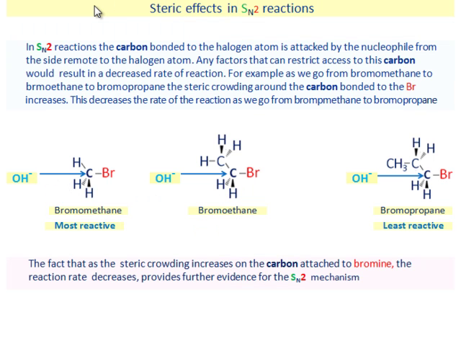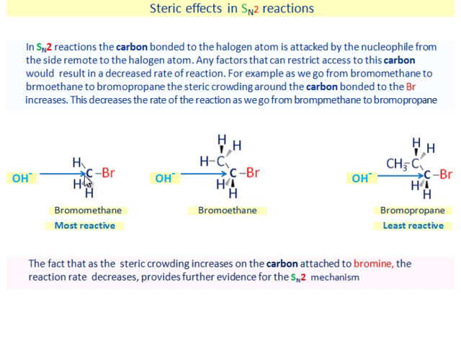Steric effects in SN2 reactions. In SN2 reactions, the carbon bonded to the halogen atom is attacked by the nucleophile from the side remote to the halogen atom. Any factors that can restrict access to this carbon would result in decreased rate of reaction.